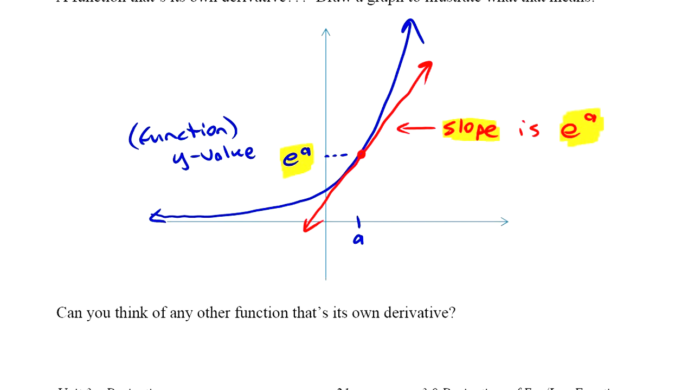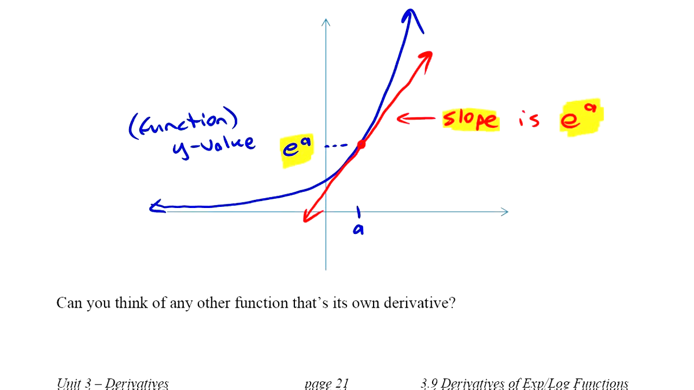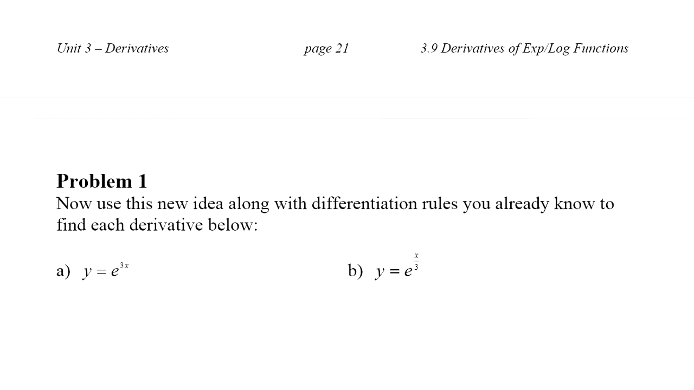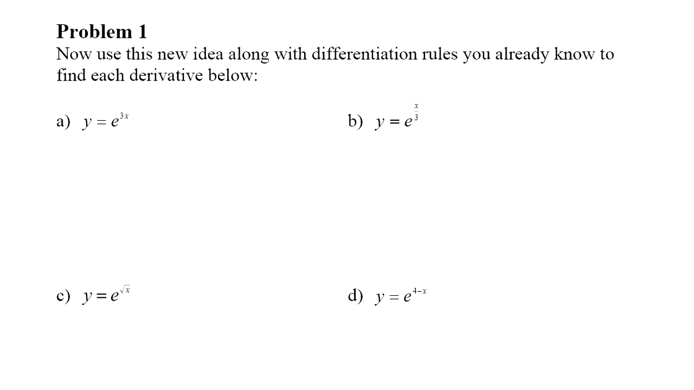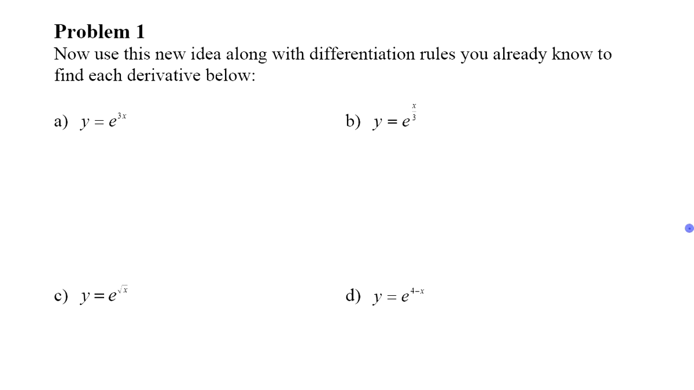All right, now that we know that the derivative of e to the x is itself e to the x, let's try and use that fact along with some of the other differentiation rules that we know already to find derivatives of some of these other functions here involving products, quotients, compositions, and so on. Let's look at the first one here.